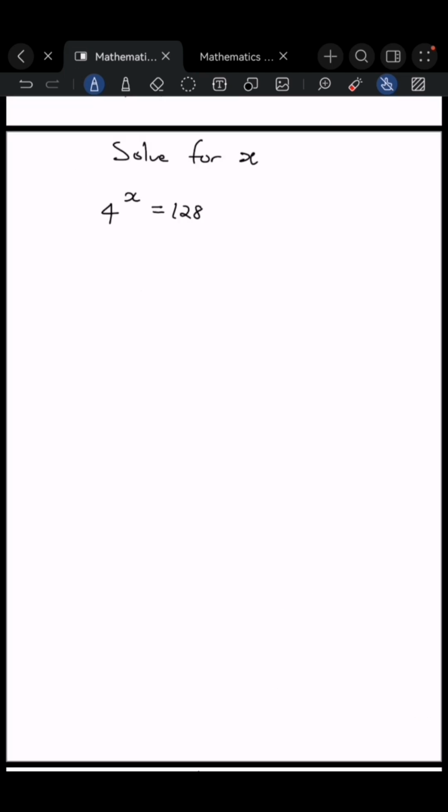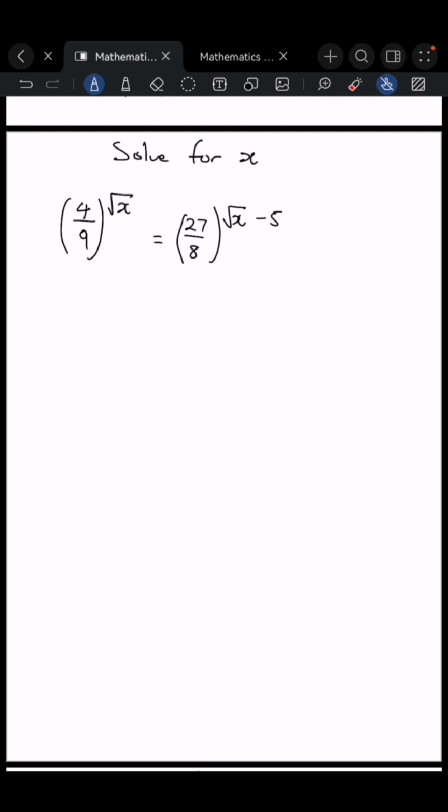4 raised to the power of x is equal to 128. Therefore 2 raised to the power of 2x is equal to 128. What is 128? 2 to the power of 32, 64, 128. I'm going to go with 7. I'm not sure, I'm going to double check it. Therefore, 2 to the power of 2x is equal to 2 to the power of 7. Therefore, 2x is equal to 7. Therefore, x is equal to 7 over 2 is our answer.